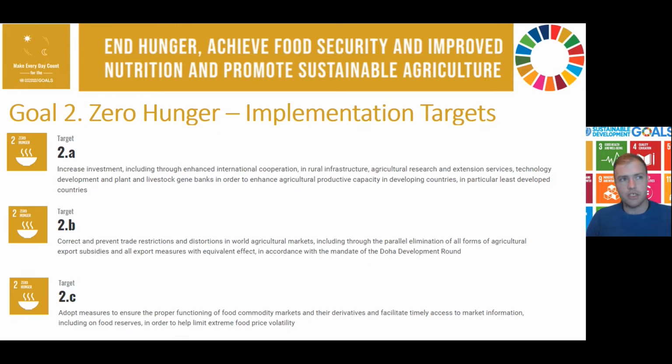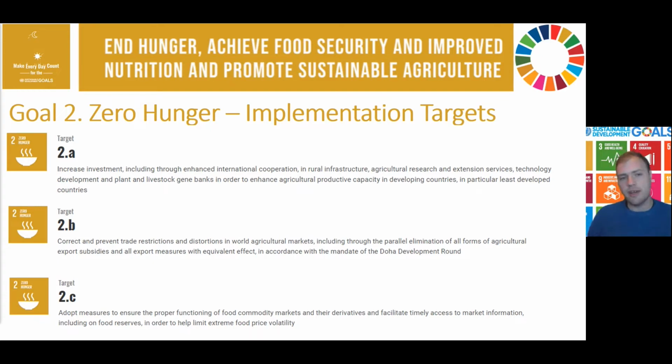Target 2B is to correct and prevent trade restrictions and distortions in world agricultural markets, including through the parallel elimination of all forms of agricultural export subsidies and all export measures with equivalent effect, in accordance with the mandate of the Doha Development Round. And finally, target 2C, to adopt measures to ensure the proper functioning of food commodity markets and their derivatives and facilitate timely access to market information, including on food reserves, in order to help limit extreme price volatility.